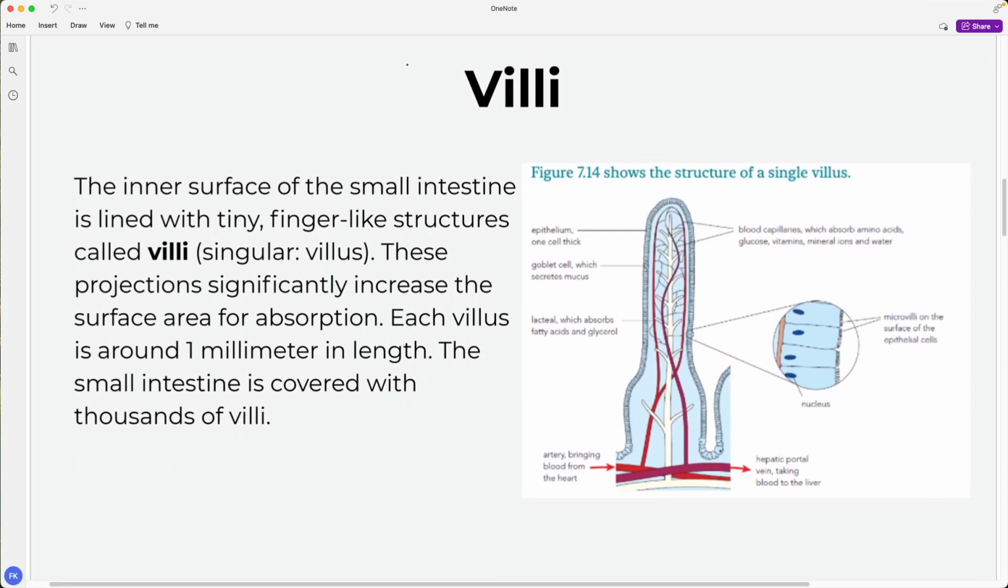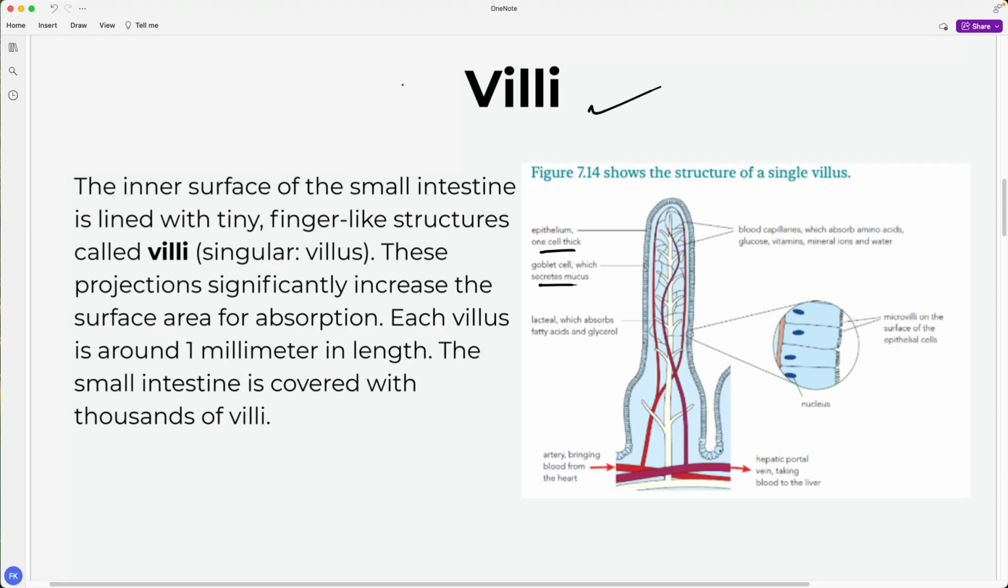Now let's move on to the villi, okay? So if you look at the structure of villi, you will see there is an epithelium cell, which is one cell thick. There is a goblet cell, which secretes mucus. Then we have blood capillaries and arteries and hepatic portal veins, and there is a lateral vein where the fats are actually transported.